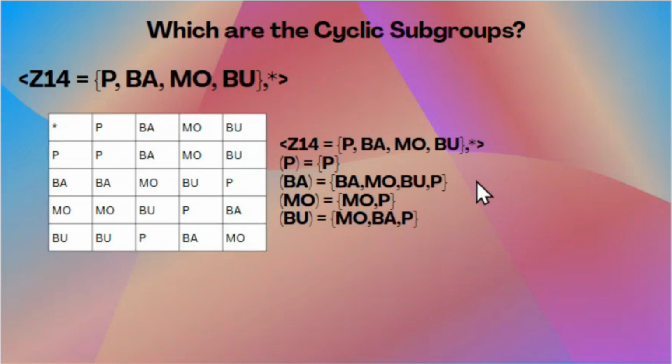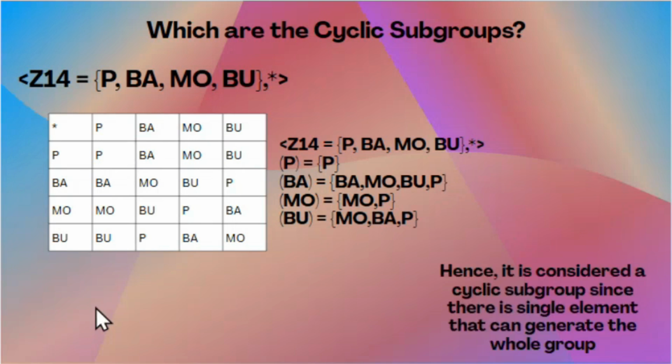And then for C sub 14, we have P, BA, MO, BU. So for BA, we have P star P is P, BA star BA is MO, MO star BA is BU, and BU star BA is P. Then, as you can see, there is an element that generates the whole group. Therefore, we can conclude that it's a cyclic subgroup.